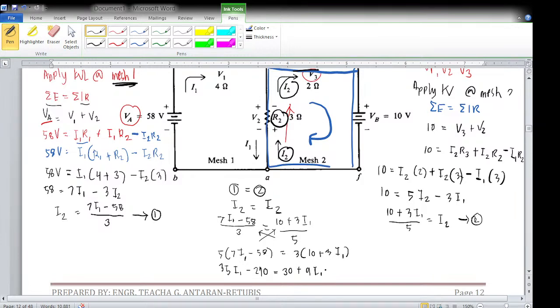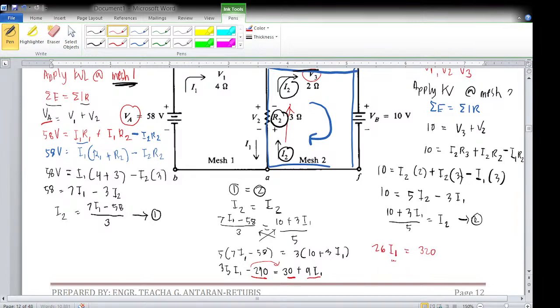Okay. Ngayon, combine natin si I sub 1. So, 35 minus 9. Ito kasi si 9 I sub 1, it will be transposed to the left side. So, 35 minus 9 is 26, so 26 I sub 1. What will happen to the constants? 30 plus 290. Ito plus 290 kasi magiging positive. So, 30 plus 290 is 320.